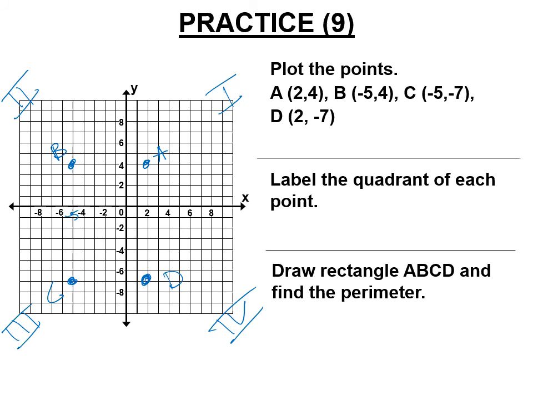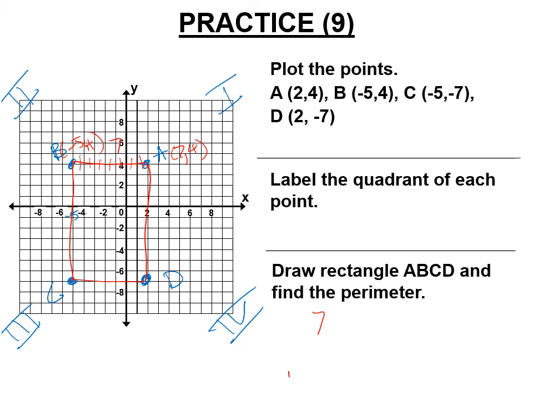All right, so now draw a rectangle ABCD and find the perimeter. Ooh, okay, so we're going to draw a rectangle, right? So A, B, C, D, back to A to complete the rectangle. Now we have to find the perimeter. Perimeter is the length around the outside. 1, 2, 3, 4, 5, 6, 7, right? We're going from 2, 4 to -5, 4, and notice that is 7 units long, right?